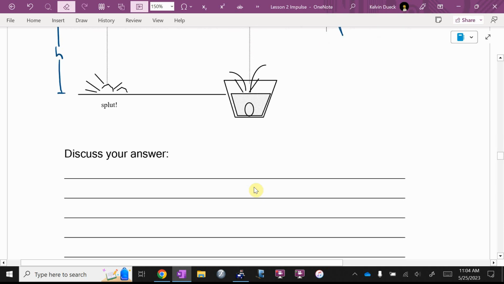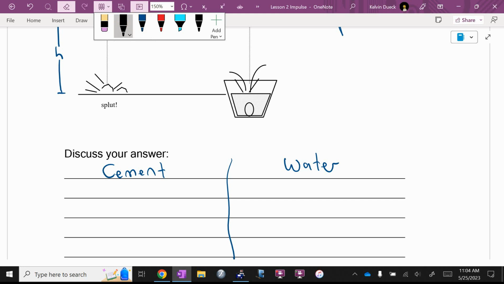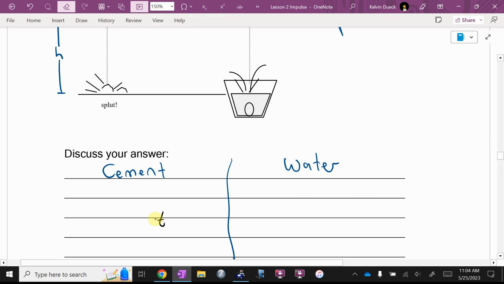Okay? So let's go like this. Cement, water. On the cement, very tiny time, very big force. On the water, bigger time, smaller force. Does that work okay as an explanation?